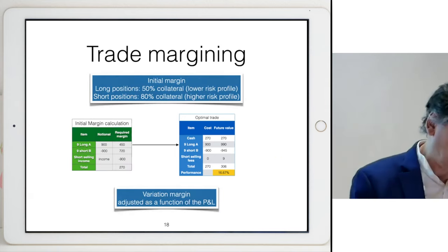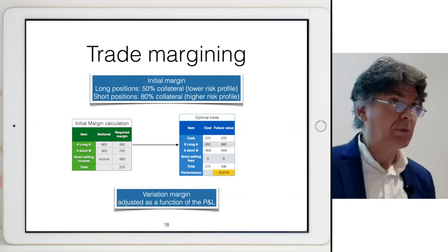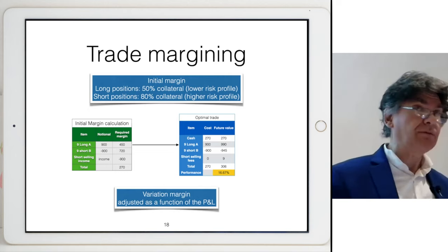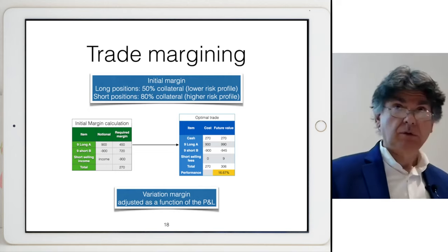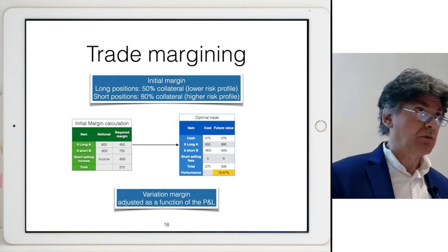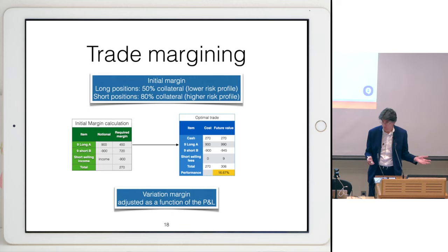So I'm explaining to you now what trade margining is. Trade margining is what you have to put down to do a trade. When you buy a house, you have to put 20% down. The rest you can mortgage. If you don't do that, you have to pay mortgage insurance. This is something similar. When you do a trade, how much money do you need? So this is a rule. This is a typical rule. You can do better than this, okay? But this is a typical rule.